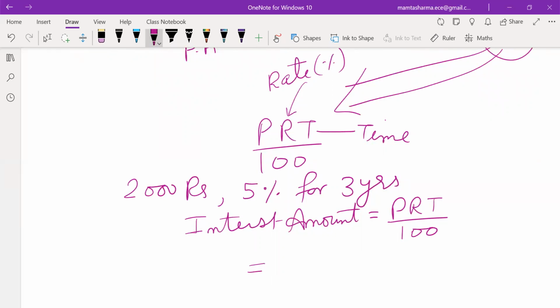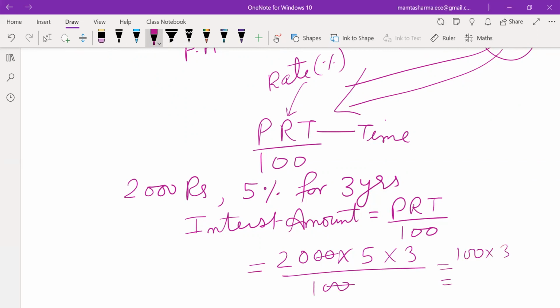How much you got? Principal amount is 2000. 5% is the rate, time is 3 years, divided by 100. So the 0 can be cancelled out. So 20 into 5, 100 into 3. Ma'am, is the answer 200? 300. Here it is 3 years. Okay.